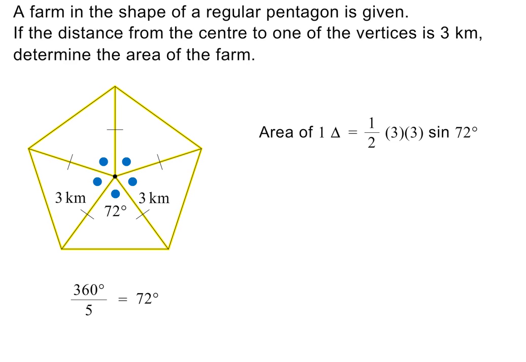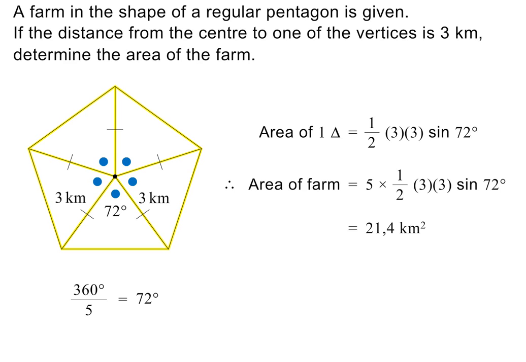We can now use the area rule to find the area of one of these triangles. And because the farm is made up of 5 identical triangles, we can just multiply by 5 to get the total area of the farm. We are now ready to use the calculator.